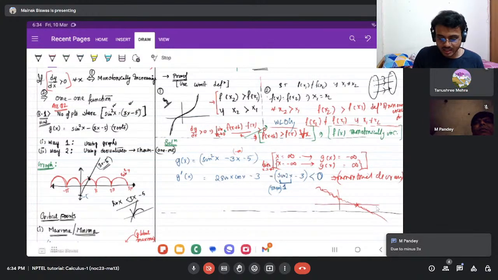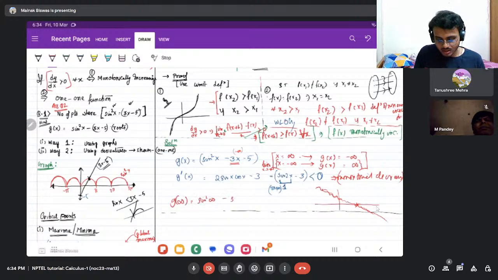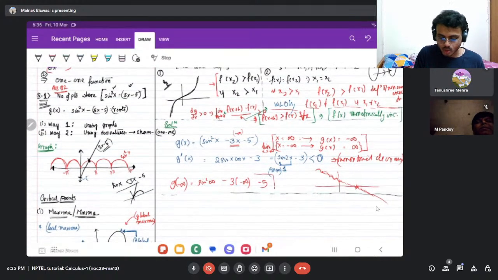So minus 3x you have here. If you put g of infinity, what do you get? You get sine square infinity minus 3 into infinity minus 5. I'm just being sloppy with my notation. You cannot write infinities in an equation, but I'm just writing to show that these are very large numbers. Let infinity denote a very large number. Instead of infinity, let's put limit x tends to infinity. So what do you have?